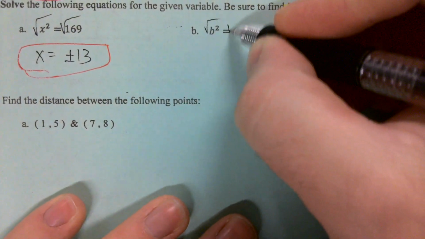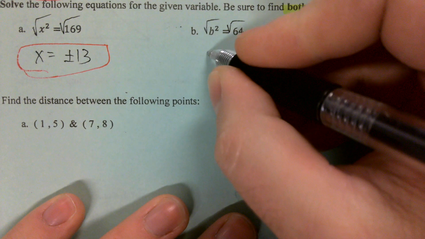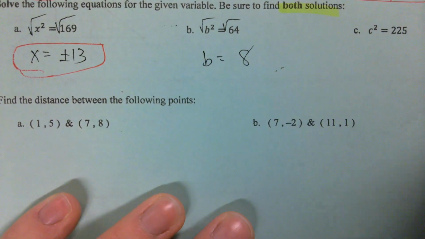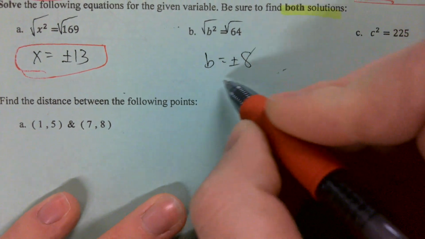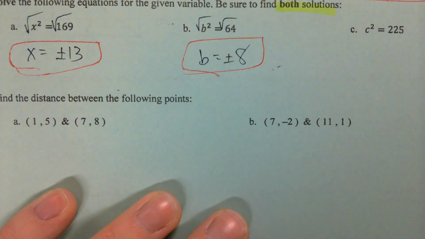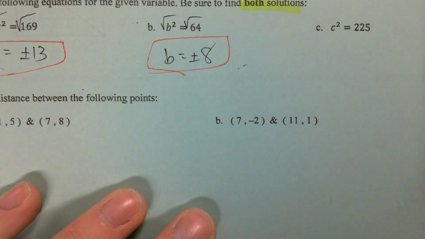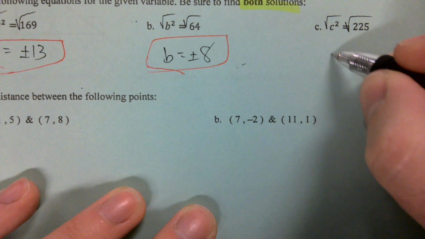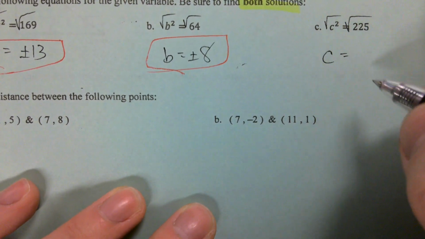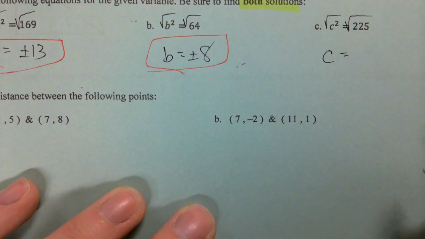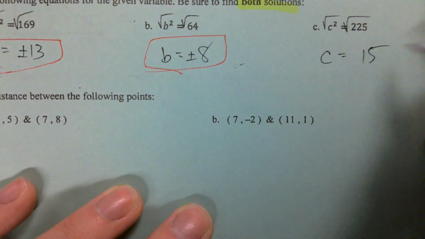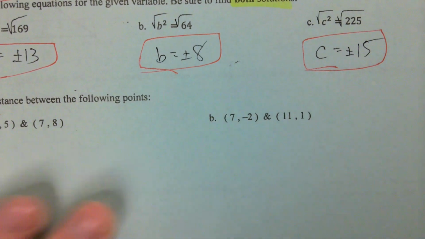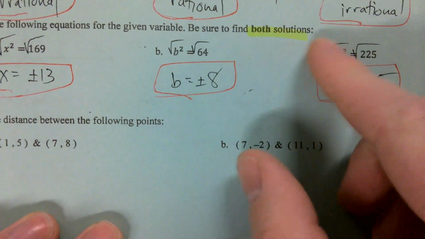For b, same thing, square root both sides. The square root of b squared is just b. What's the square root of 64? Just 8, plus or minus 8. And c squared, I'm going to square root that. Square root 225. The square root and the 2 cancel out. What's the square root of 225? Just 15? Plus or minus 15. We got to remember the plus or minus. That's what both solutions means.